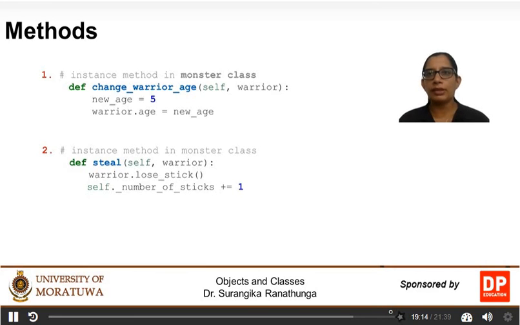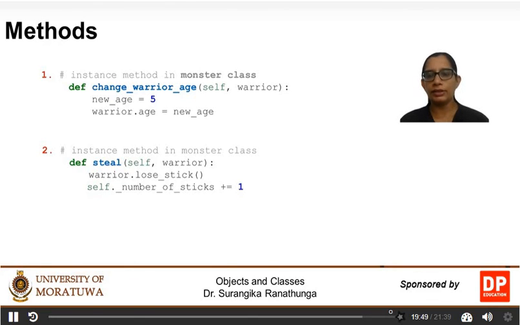Also, an instance method can operate on the arguments passed on to it and the attributes of the associated object. See the second instance method that belongs to the warrior class. Here, the number of sticks is an instance attribute defined in the monster class. In contrast, a function cannot operate on attributes associated with an object unless the object is passed as an argument to that function.